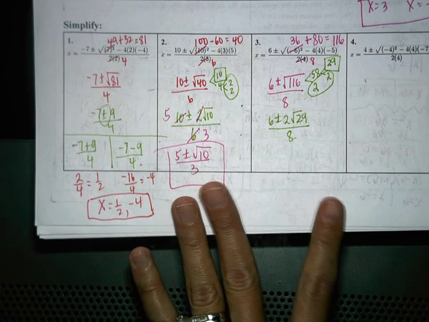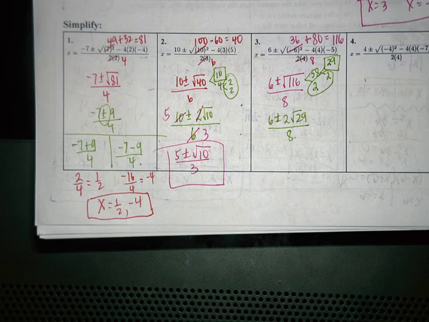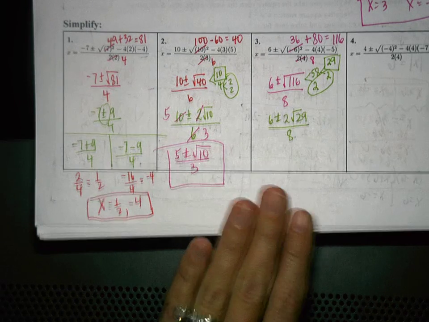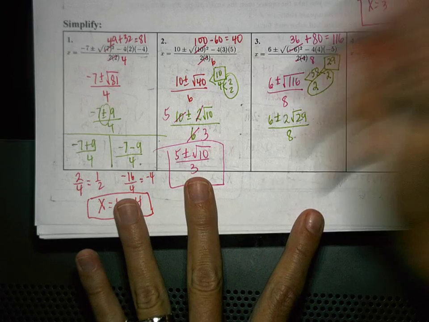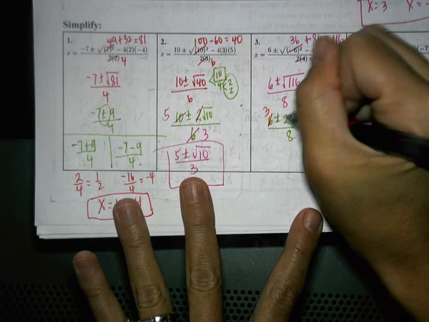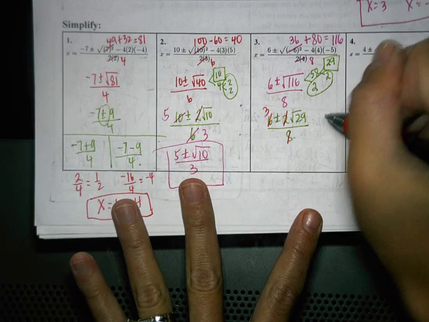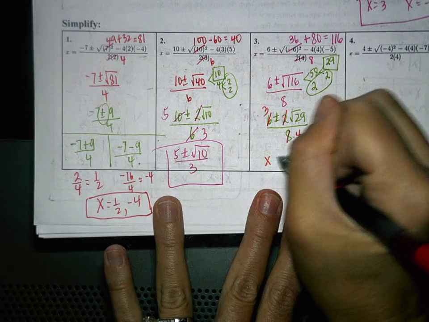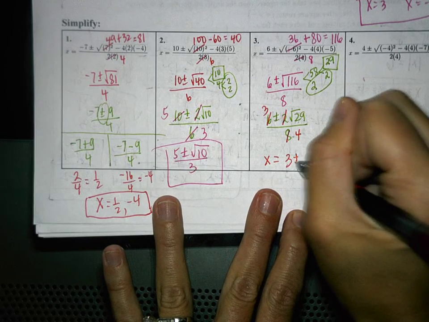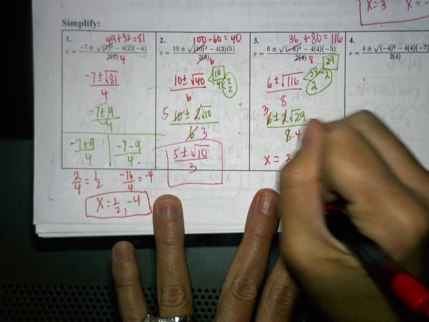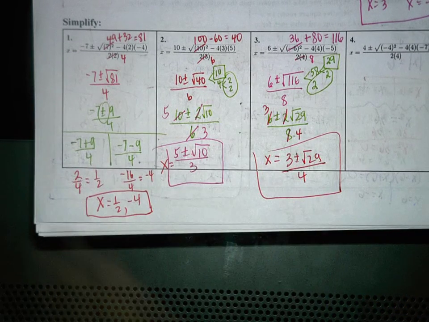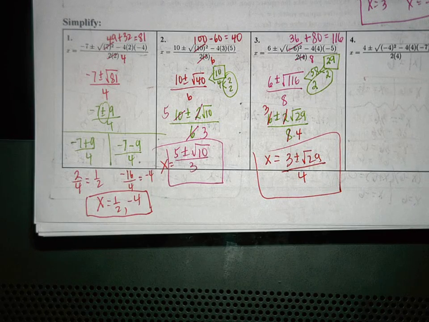Can I simplify any further? Yes. What can I do? Good. Reduce each one of them by 2. And so this becomes a 3. This one cancels out, and this becomes a 4. And actually, we should write our answers that this is actually x equals 3 plus or minus the square root of 29 over 4. And back here, this one was also x equals. Are there any questions?